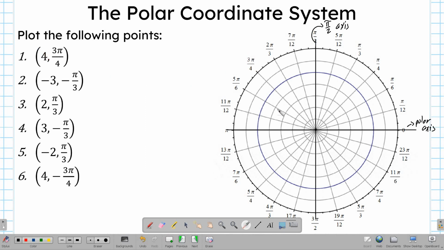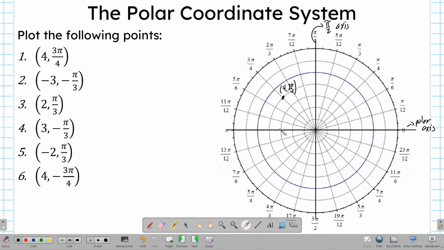Since the radius is 4, from the origin, this is radius of 1 with angle 3 pi over 4. This is 2, 3, and 4. Therefore, the point (4, 3 pi over 4) is this point here.